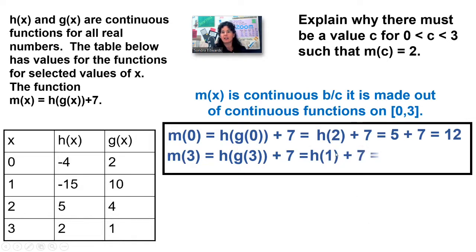Now I can find the answer to h of 1. So when x is 1, the answer to the h function is negative 15. So we have negative 15 plus 7, which is negative 8. Victory is ours, okay? We just established a height below 2. So there was an x value, namely 0, that generated a height above 2. There was an x value, namely 3, that generated a height below 2.